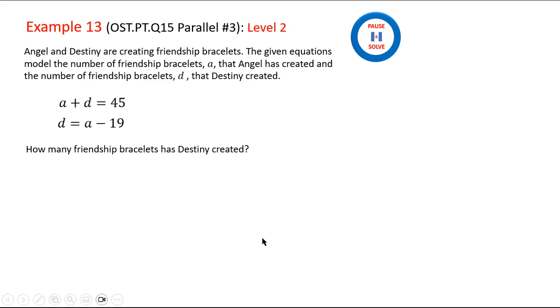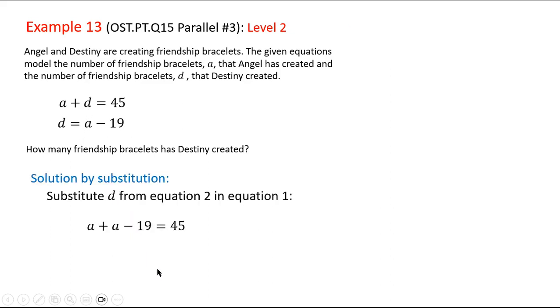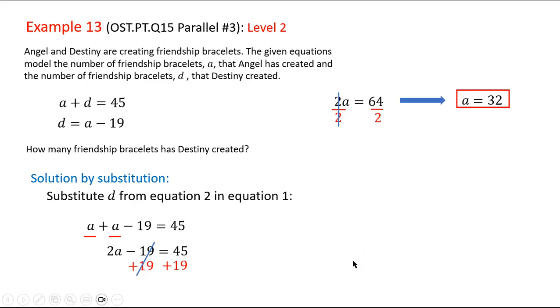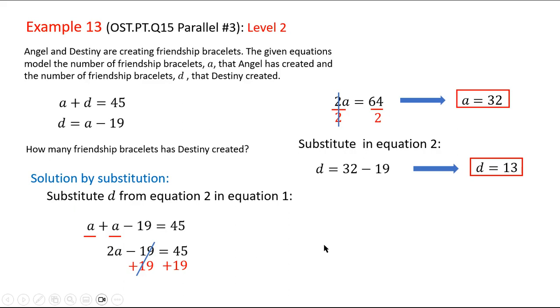Example number 13. This is a practice test level 2. It's similar to the other ones. So here are the two equations that we are going to be solving. So again, we get D here, plug it here, combine, subtract, add, divide by 2. A is 32. 32 minus 19 is 13. Okay, that's it.